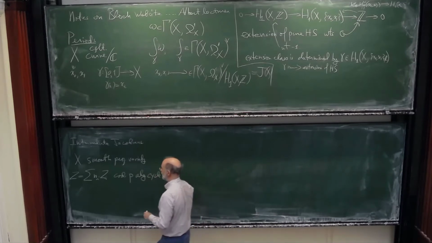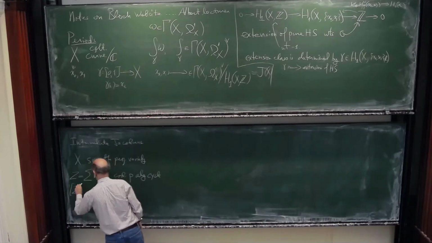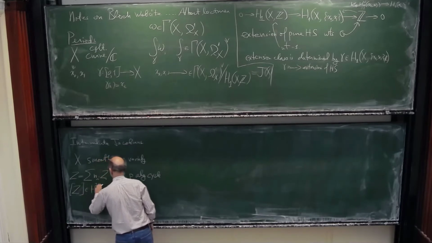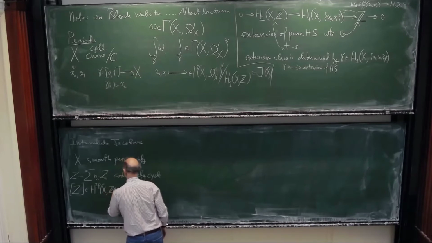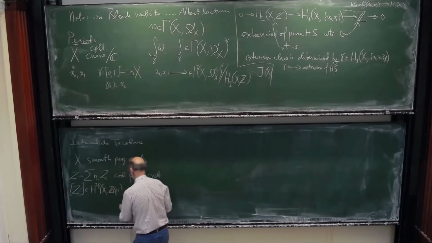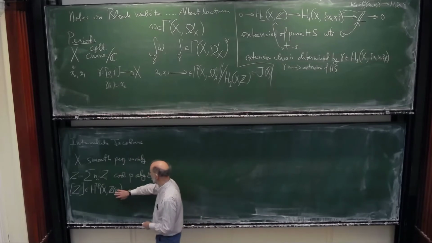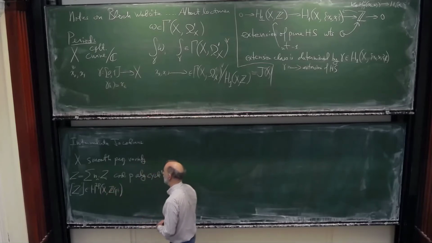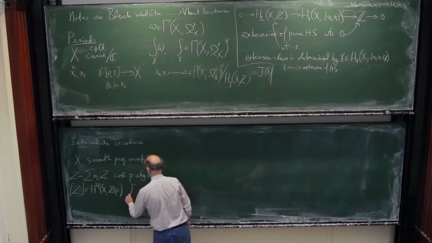And I'll assume that the class of Z represents a cohomology class in H^{2p} of X with Z(p) coefficients. Always in this story, there's a certain ambiguity about torsion. Sometimes one's tempted to tensor with Q, but let's not worry about that. And suppose that this class is 0.